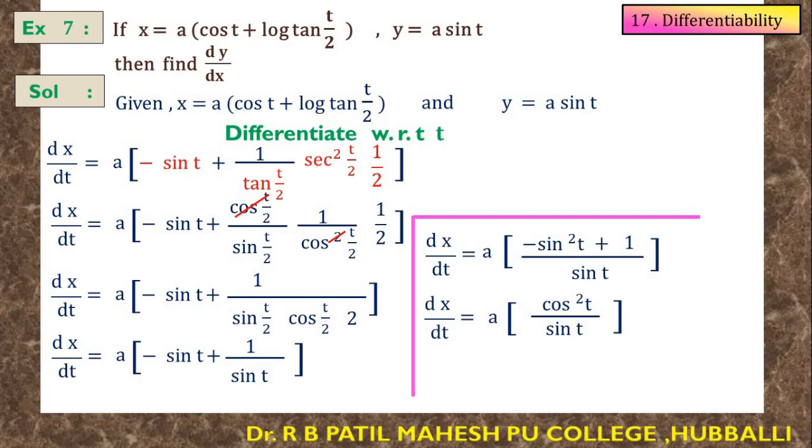Now I am going to write the derivative of the y function. dy by dt is equal to a as it is. The derivative of sine t is cos t. It is a simple function. So easily you can write the dy by dt function.